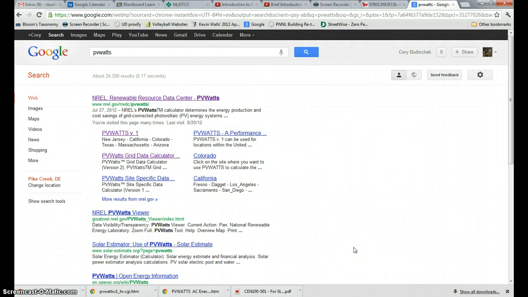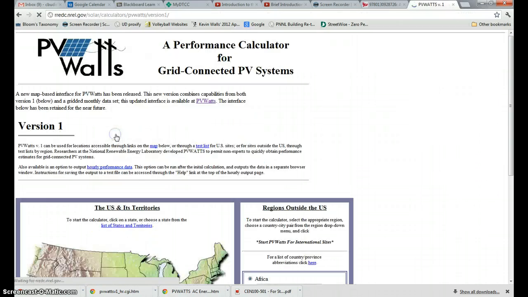So the way I get to PVWatts is I just type in PVWatts in Google. And there's a couple different versions of PVWatts. I like to use version number 1. Version 2 is good, but it's a little more complicated and a little harder to get at the results, in my opinion. So what we're going to do is click on PVWatts version 1.